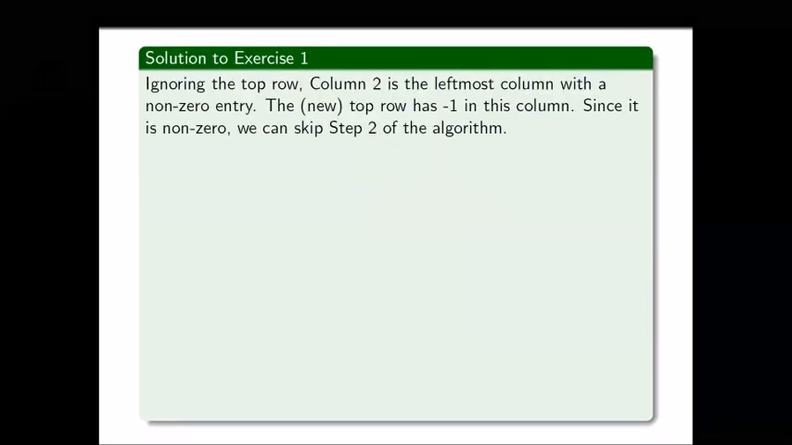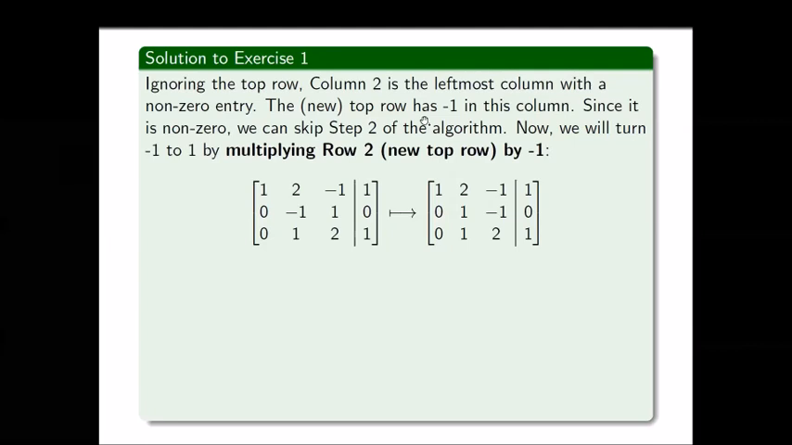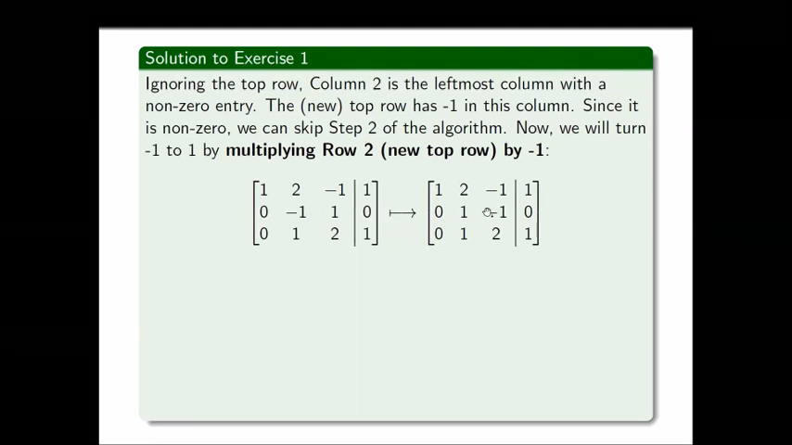Okay, so now we ignore the top row and we look for the leftmost column with a non-zero entry. Because we're ignoring the top row, this leftmost column would be column 2. And now the new top row, ignoring the top row itself, has a -1 in this column. So the second row is the new top row, and this has a -1 in column 2. So we convert this into a 1 by multiplying the entire row 2 by -1. So we have a leading 1 in row 2 now.